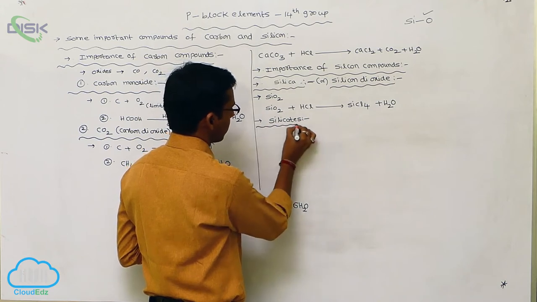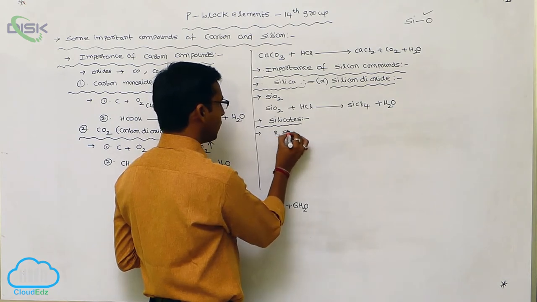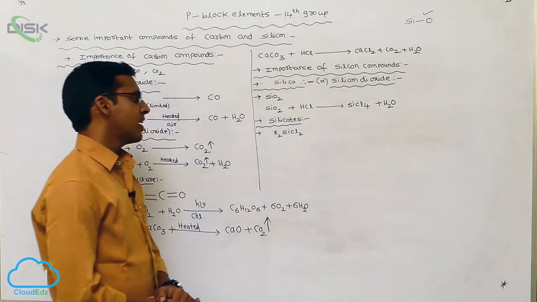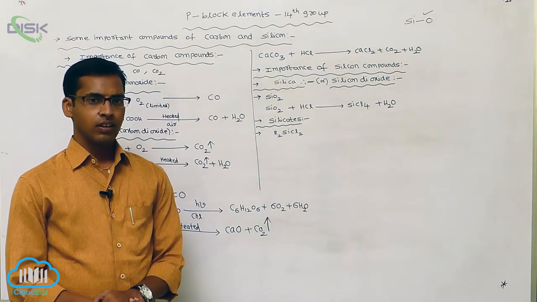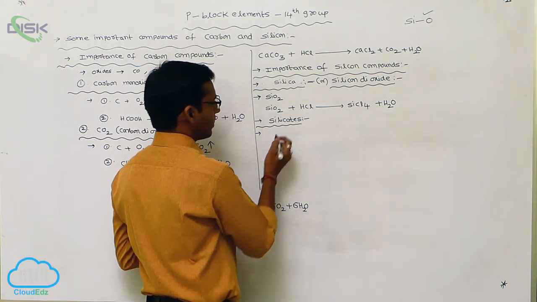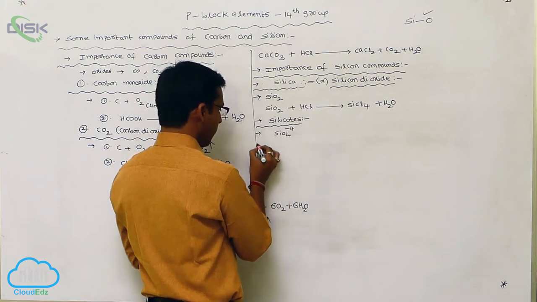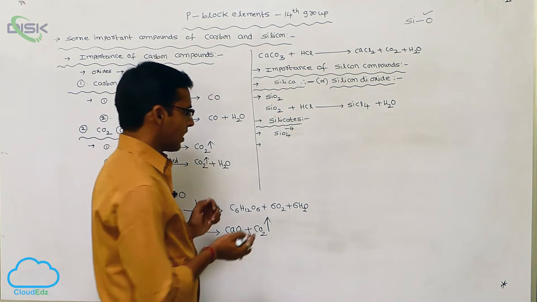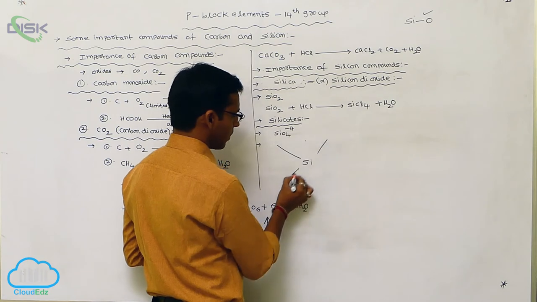Silicates. The silicate general formula is, sorry, the silicate general formula is SiO4 4-, meaning it contains 4 oxygen atoms. It is also a tetrahedral shape, so its arrangement is like this, Si with oxygens around it.